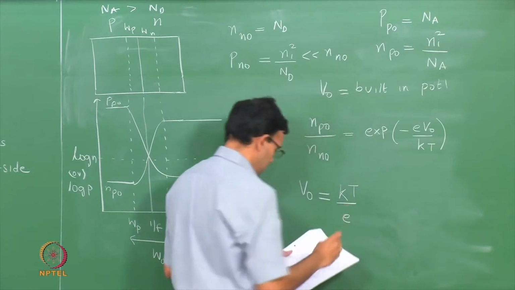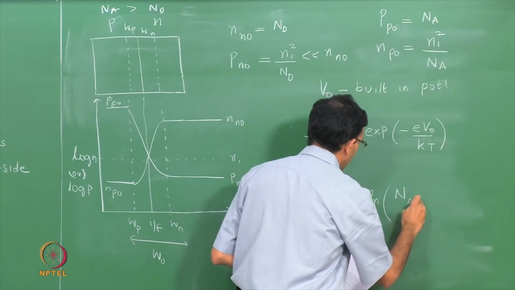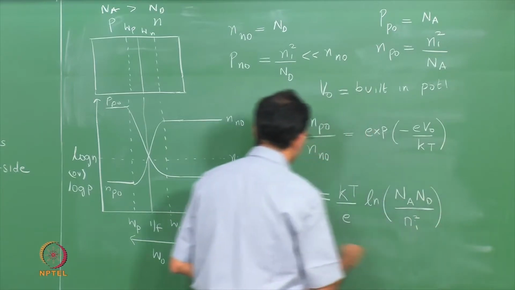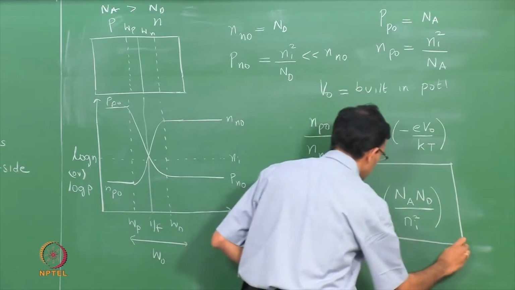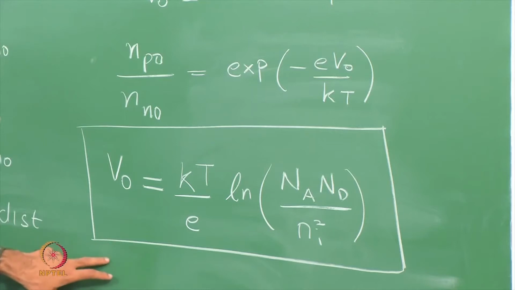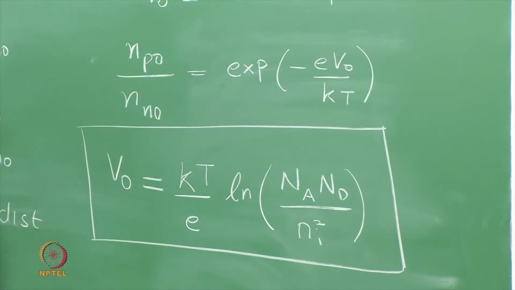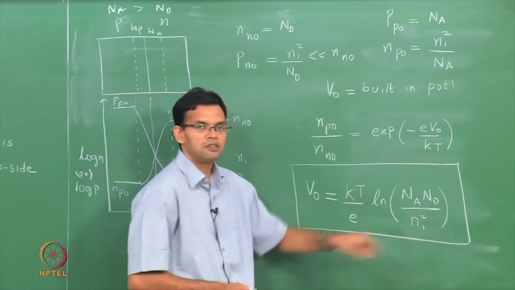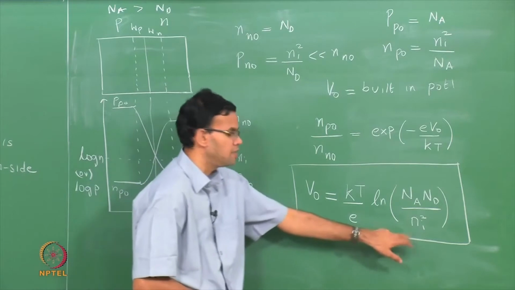over e ln of Na Nd over Ni square. We get this expression by taking natural ln on both sides and then substituting for these values and rearranging. So, the contact potential in the case of a p-n junction depends upon the concentration of the acceptors and the concentration of the donors and also the intrinsic carrier concentration.